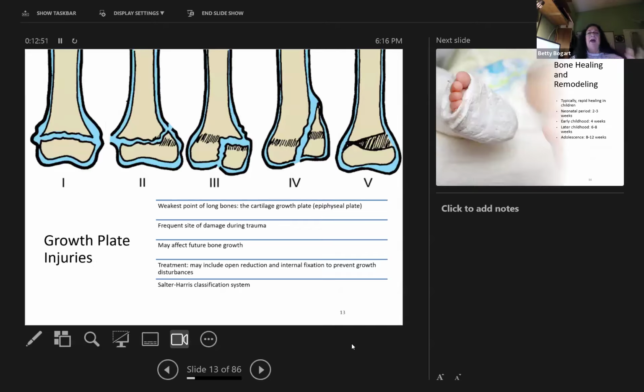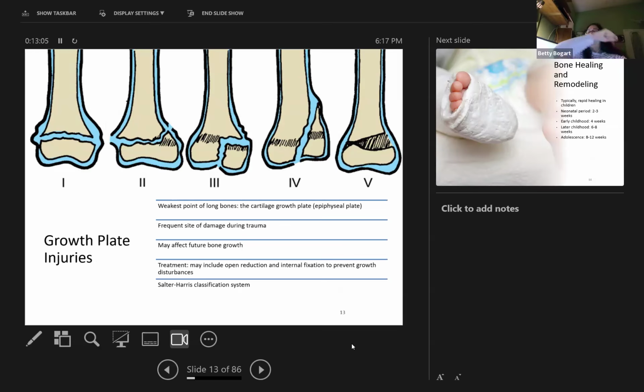Now, children, fractures, the difference. Children's are still growing, right? They have something in their bones called an epiphyseal plate or a growth plate. It's at the end of the bones. So it would be at the end of the elbow. It would be up the knee or below the knee.